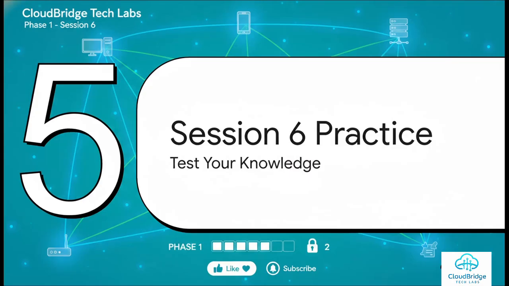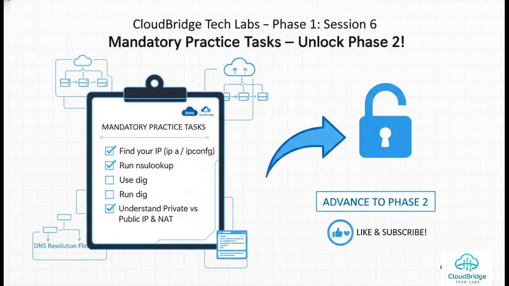Finally, Section 5, Session 6, Practice Tasks. Let's test your knowledge. Okay, here is your mandatory checklist to complete before moving to the next module. I need you to open your command line and do the following. Number 1, find your own IP address using IPA or ipconfig.